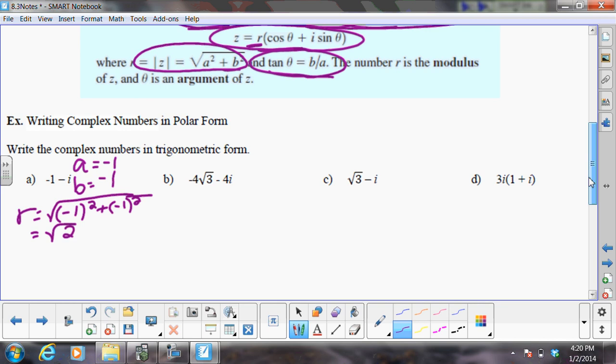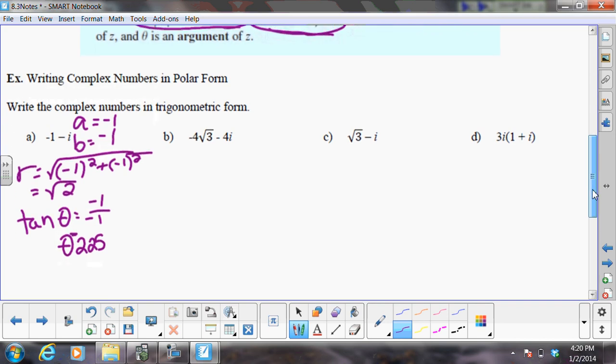To get theta, again, tan theta equals -1 over -1, which is 1, right? If you were to plot that complex number, you would end up in quad 3, which means we're not looking for 45, because that's when tan is 1. We're looking for 225.